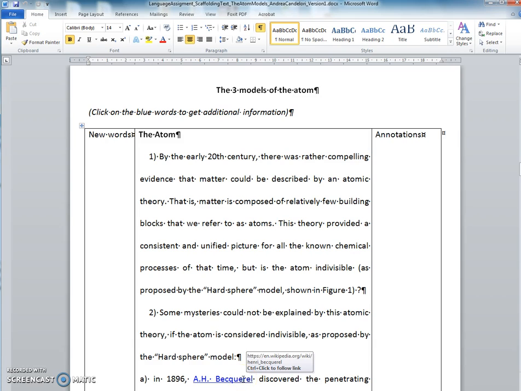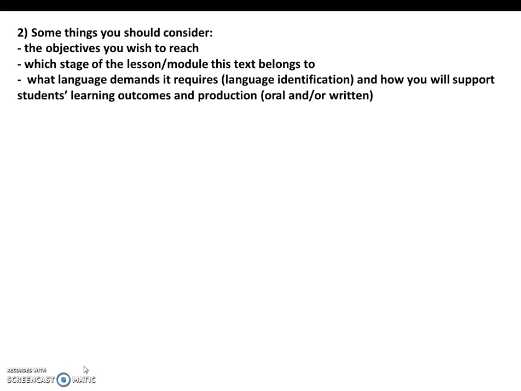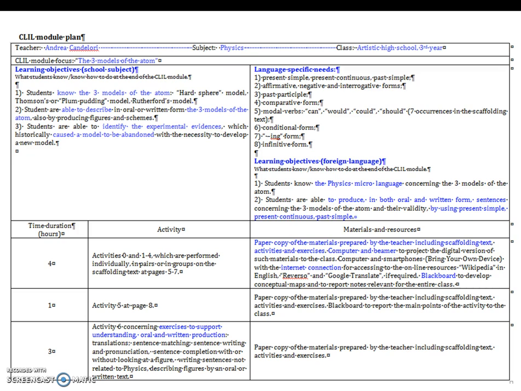The information and communication technologies are present. If you click on the blue words, a link to Wikipedia in English is open for possible deepening activities. The second group of questions is reported here. And here are the answers.